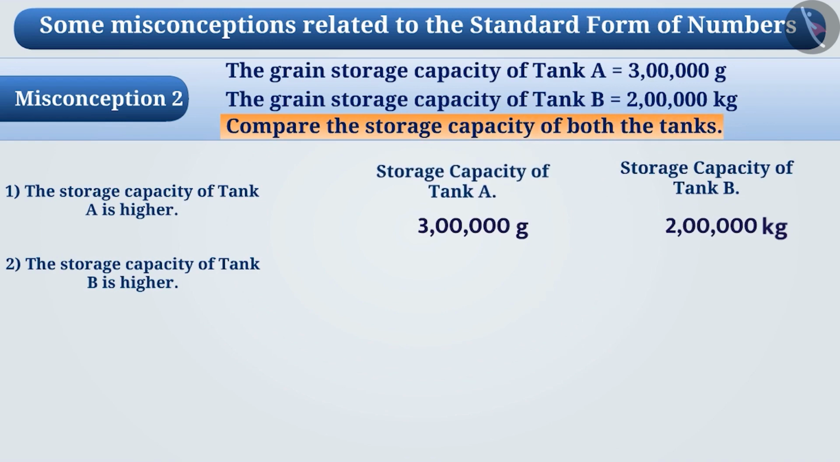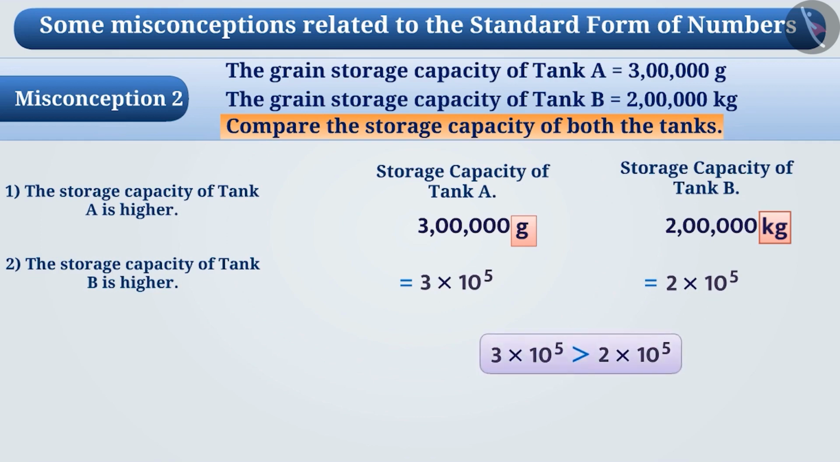Some children see that the storage capacity of tank A is 3 lakh, that is 3 into 10 to the power of 5, and the storage capacity of tank B is 2 lakh, which is 2 into 10 to the power of 5. The attention of the students does not go towards the units. Their focus is only on the number, like the number 3 into 10 to the power of 5 is greater than the number 2 into 10 to the power of 5. So, they think that the storage capacity of tank A is higher than the storage capacity of tank B. That's how they choose option 1, which is incorrect.